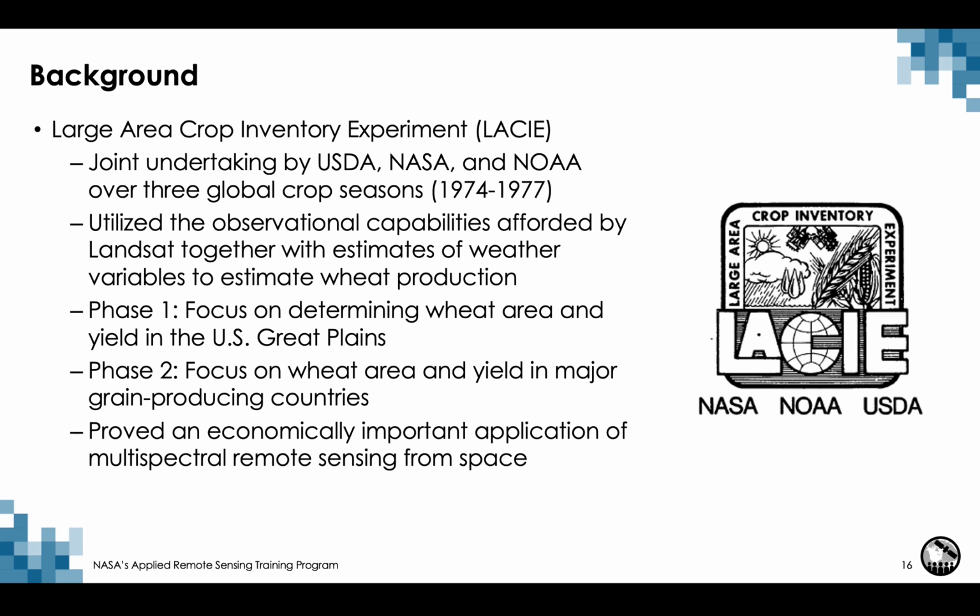The first phase of LACIE focused on determining wheat area and yield in the U.S. Great Plains. The second phase focused on wheat area and yield in Canada and the former Soviet Union. The experiments used the 90-90 criterion, where at-harvest production estimate be within 10% of the true value with at least a 90% probability. The success of LACIE proved an economically important application of multispectral remote sensing from space.